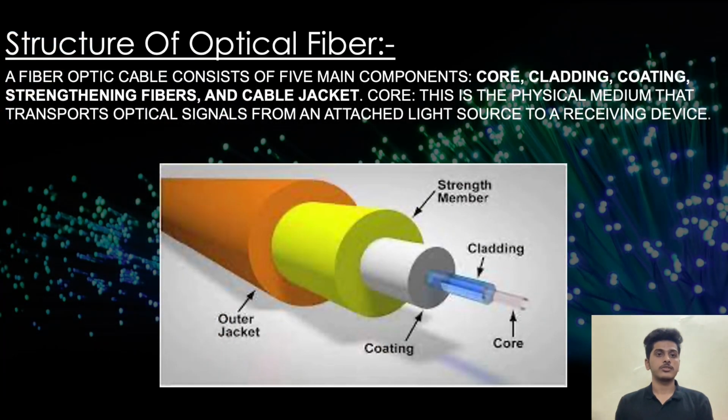This is the structure of optical fiber. A fiber optic cable consists of five main components: core, cladding, coating, strengthening fibers, and cable jacket. Core: this is the physical medium that transports optical signals from an attached light source to a receiving device.